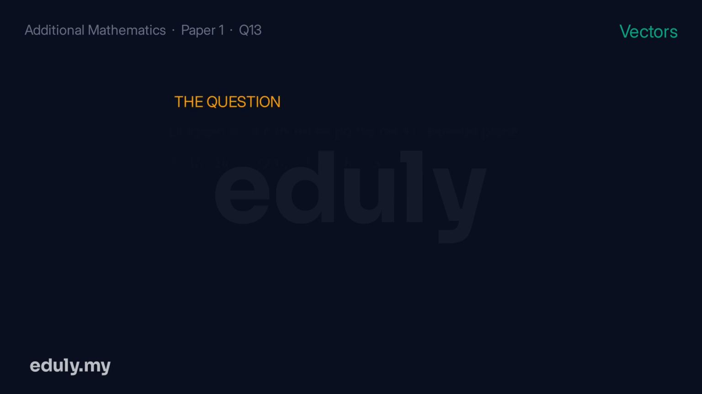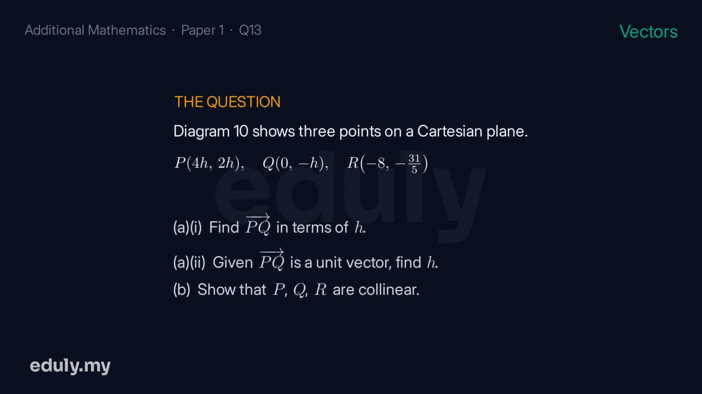Let's read it. 3 points sit on a grid and their coordinates carry an unknown. H will describe the vector from P to Q, pin down H, then prove the 3 points line up.